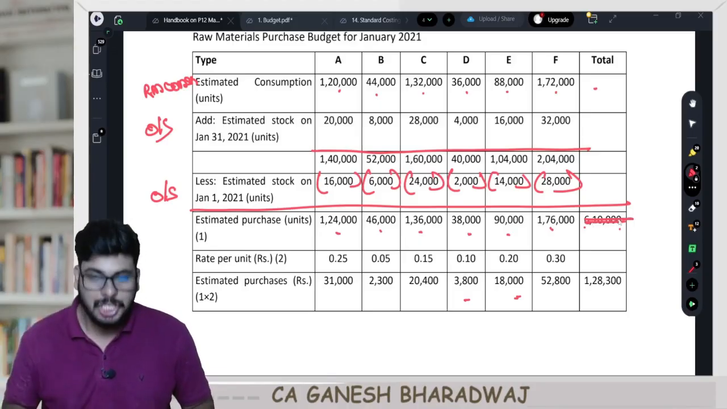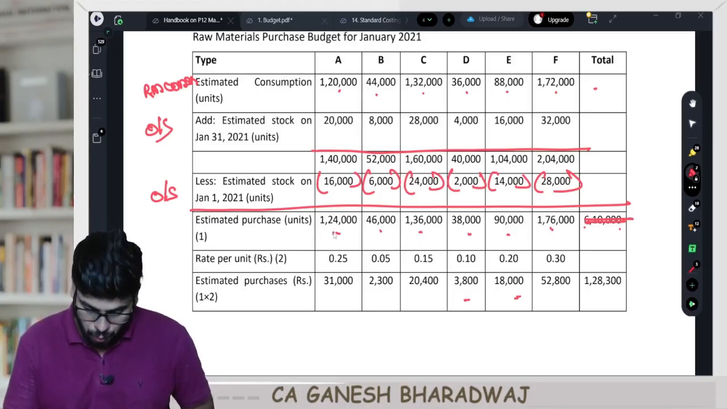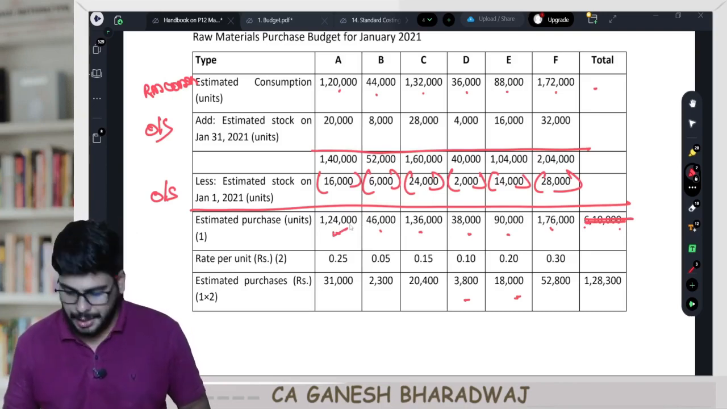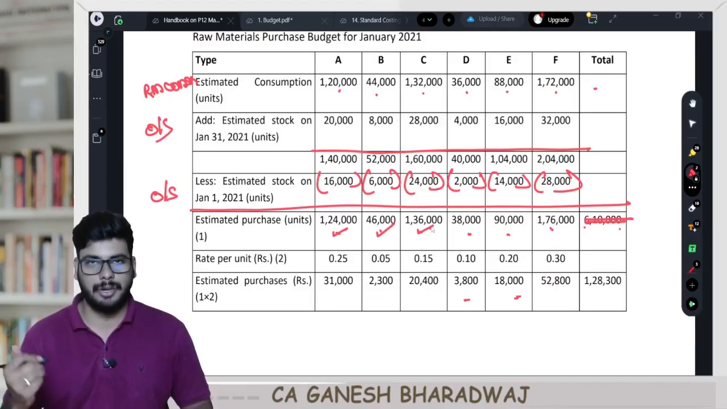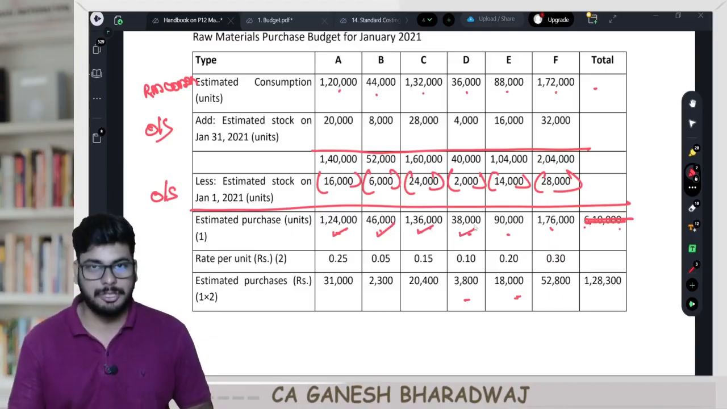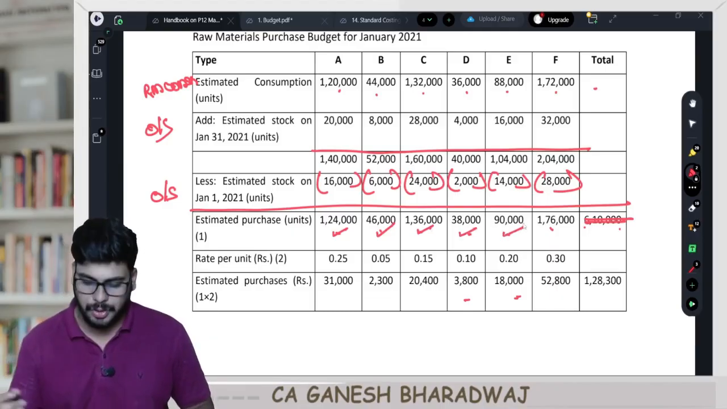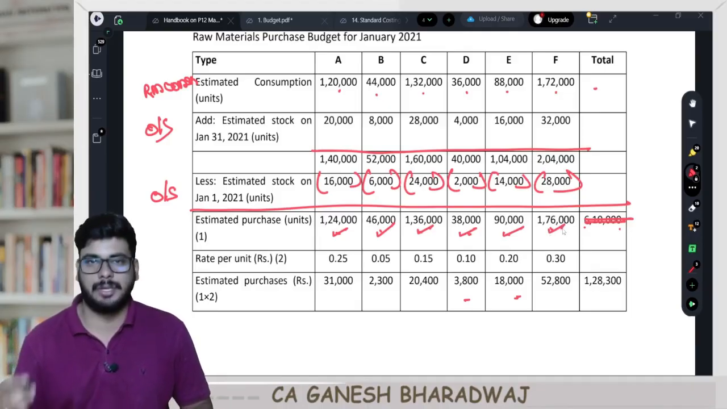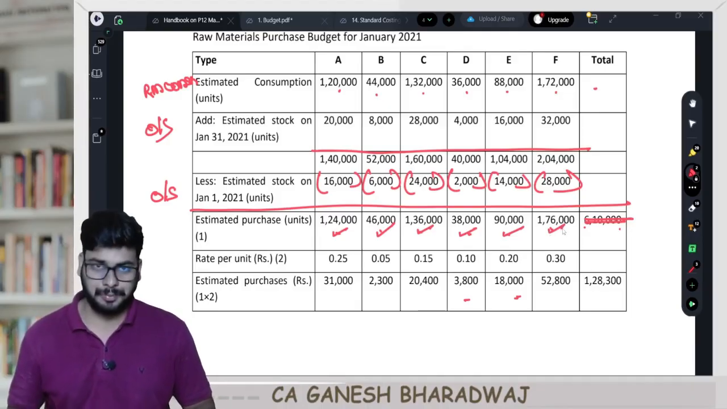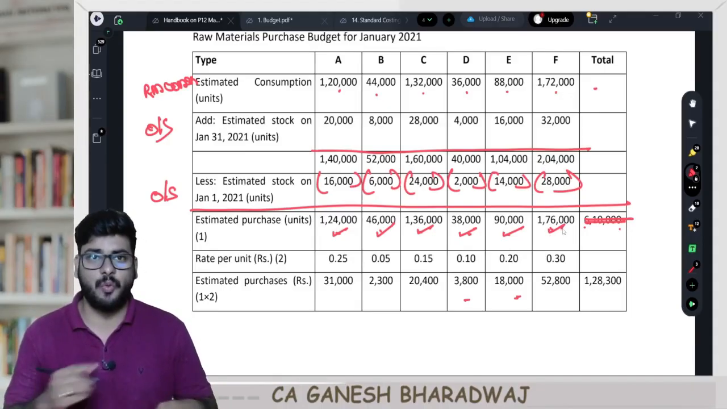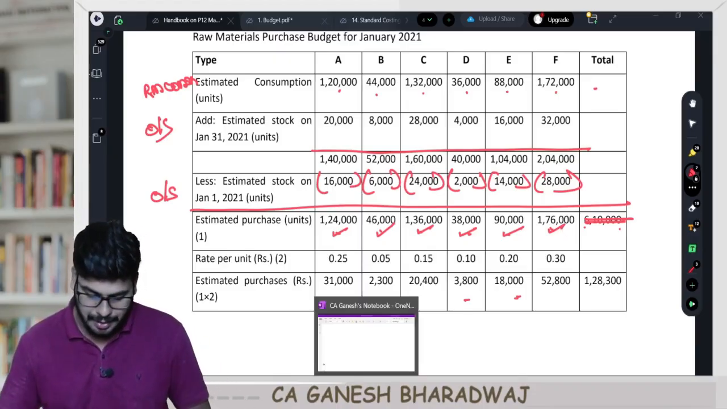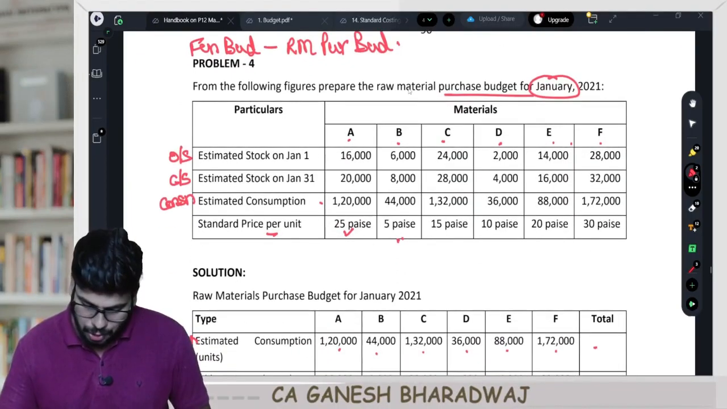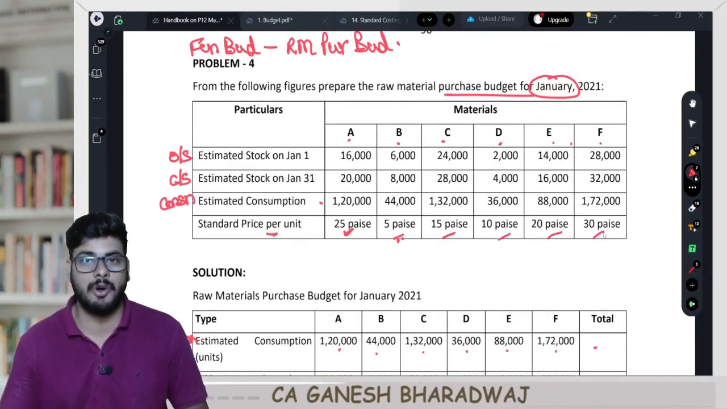Clear with this, guys? So now, I need to purchase 1,24,000 units of raw material A, 46,000 units of raw material B, 136,000 units of raw material C, 38,000 units of raw material D, 90,000 units of raw material E, and 1,76,000 units of raw material F. Now, multiply this with the rate per unit, right? So how much is the rate per unit? It's given in the question as 0.25, 0.05, 0.15, 0.10, 0.20 and 0.30.